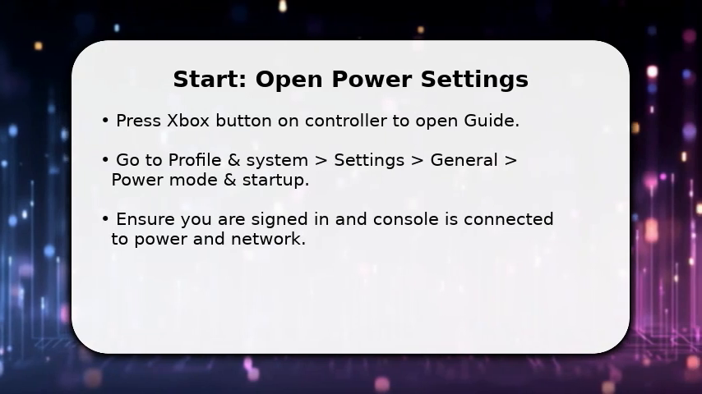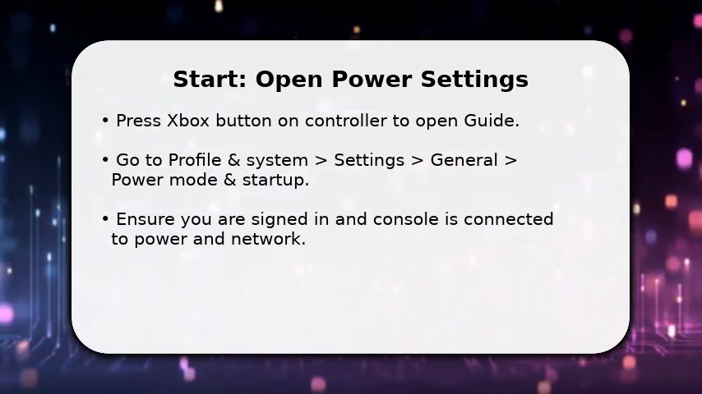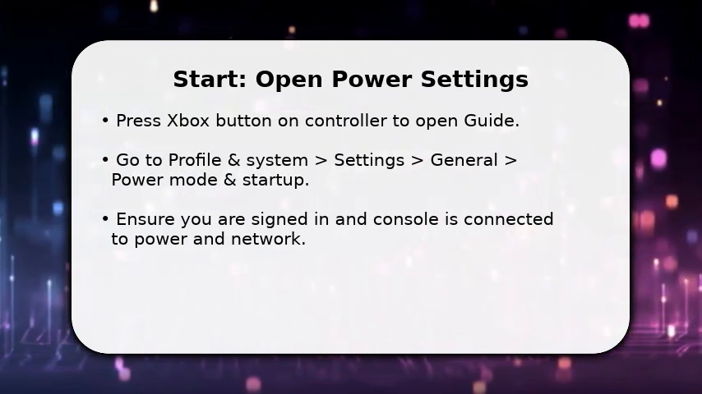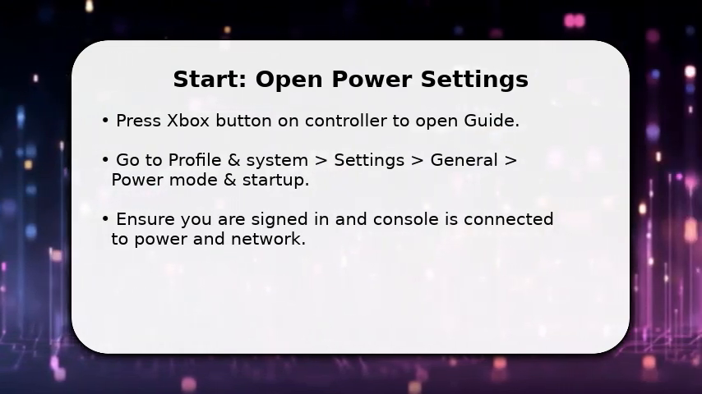You begin by opening the guide with the Xbox button. This gets you into system controls quickly. Once done, navigate to Profile and System, then Settings, and choose General followed by Power Mode and Startup so you are directly in the power area.